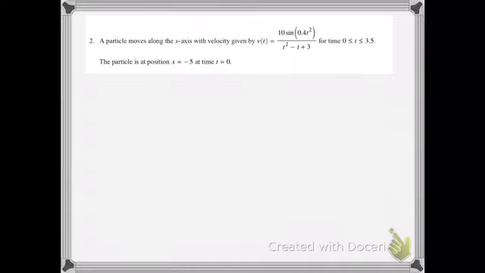T exists from 0 to 3.5. They didn't tell you time, so we don't want to say seconds or minutes or anything like that. They didn't give us any units in this problem. We know the particle's position is -5 at time equals 0. That is going to come into play at some point.